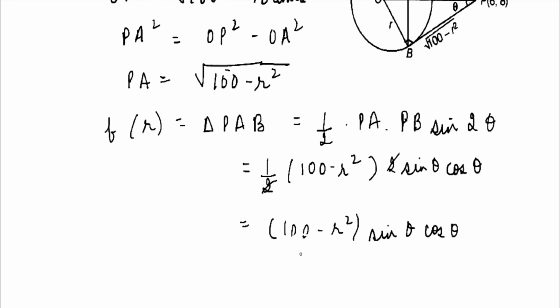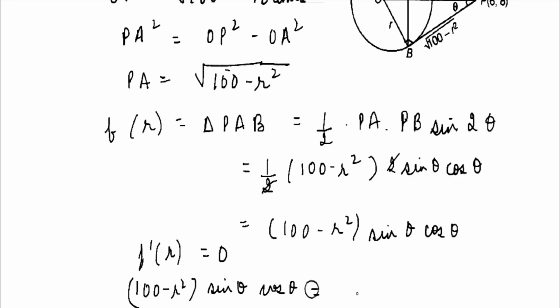Now proceeding forward, if I have to find the maximum value, then I'll have to use f dash of r is equal to 0. So 100 minus r square into sine theta cos theta is equal to 0. I'll have to differentiate this equation.